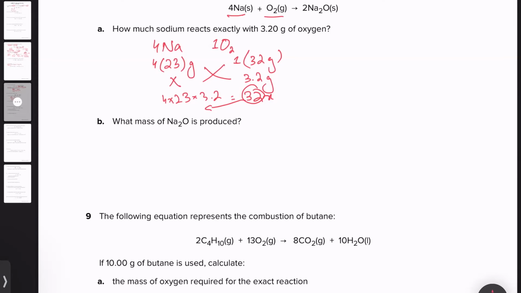Okay, and then they're saying what mass of sodium oxide is produced. You just take that thing. So what mass of sodium oxide? You simply take the sodium oxide part and take the other limiting reactant. Right now they're both equal amounts, so either one could be limiting. But you can take oxygen because it's given to us. So 2Na2O, just copy the part. Now put the values of 1 mole, so 32 grams. And for this one, it's going to be 46 plus 16. I think it's 62 grams times 2. And 3.2 will produce X.